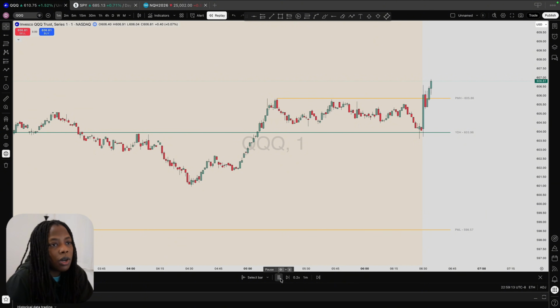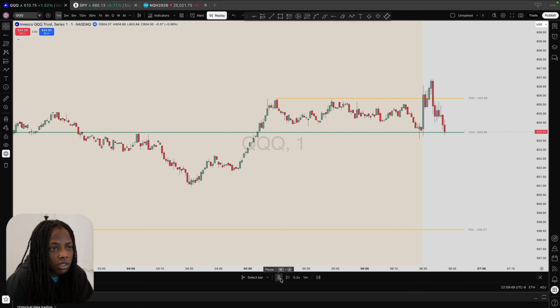As you can see, now we have pushed higher, we have displacement. Now let's see if price will come back and retest this level. We're watching and price is coming back down. We are alert, watching to see what kind of price action we get.